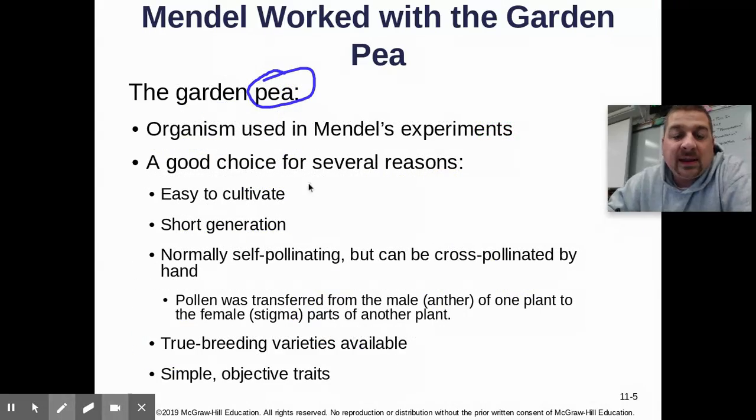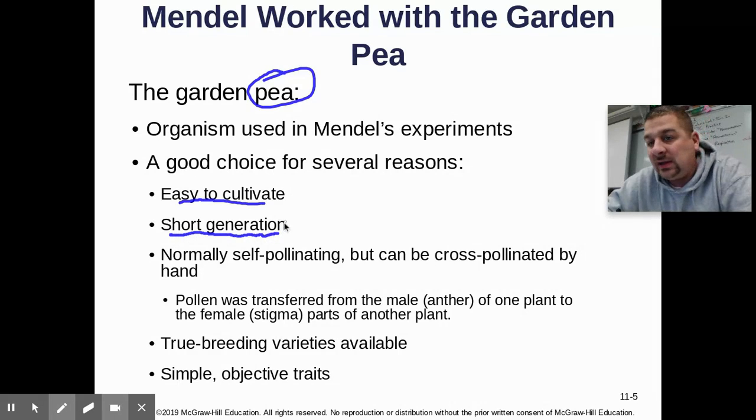Why use the pea plant? Well, number one, it was easy to cultivate. It was easy to get seeds. You just needed a plot of dirt, and you could grow rows and rows of peas. It didn't take long, one growing season, or he could stretch out a couple generations of plants in one growing season.